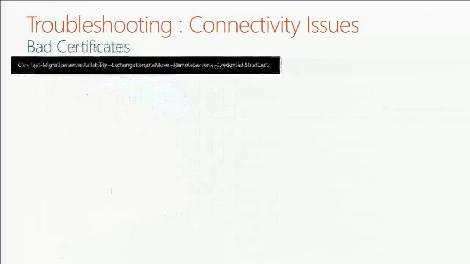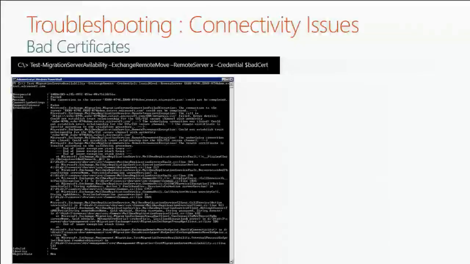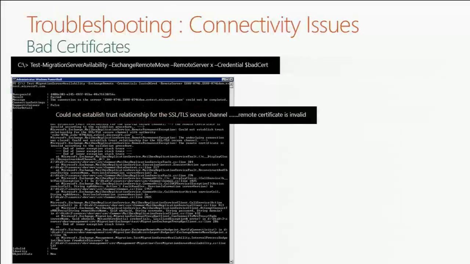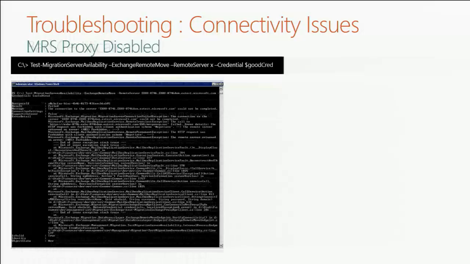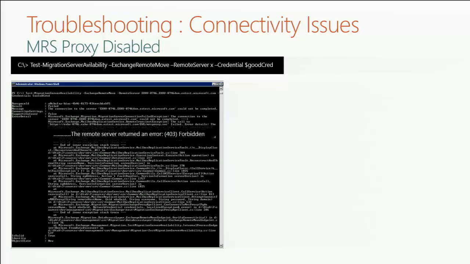And now I'll go through one for bad certificate. Same sort of long error message, and it'll tell you it can't establish a trust relationship for SSL, and that the remote certificate is invalid. And then for Exchange 2013, the error message for MRS proxy being disabled got a little bit more opaque because of the re-architecture to move a lot of things from the CAS box to the mailbox server. So when MRS proxy is disabled now, the entire endpoint in IIS is no longer existing. So now you will see the 403 forbidden error. So that means typically that MRS proxy is disabled on premises.